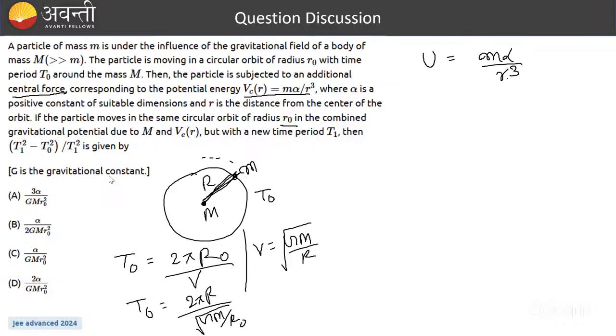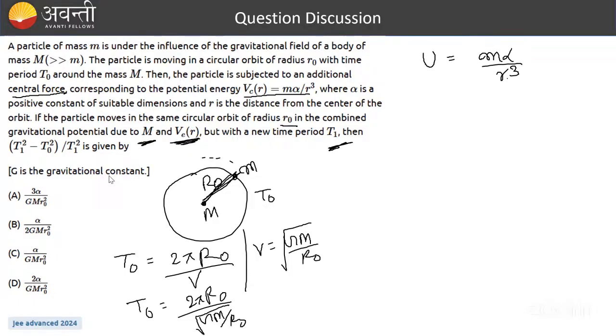So r naught लिख लो आप, ठीक है? So this is r naught. Still it is moving in the same orbit of same radius r naught in the combined gravitational potential due to mass m and due to this, the one that is given, but with a new time period T1. Then T1 will be equal to what?